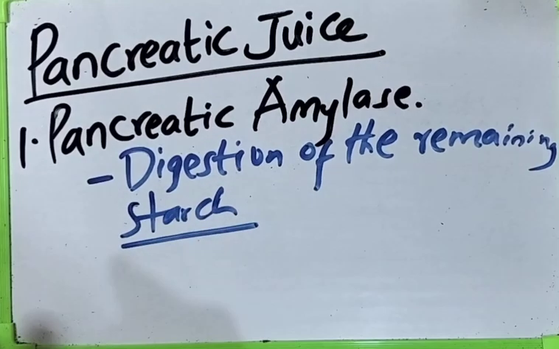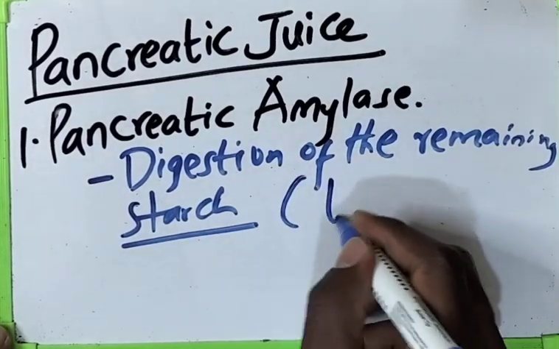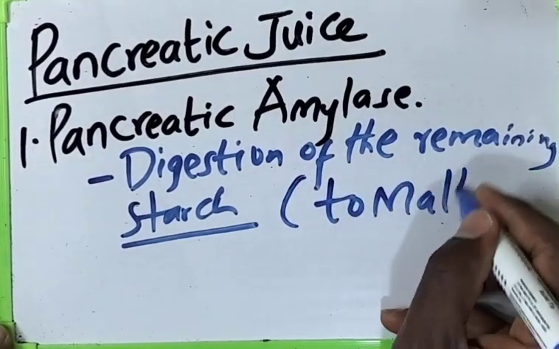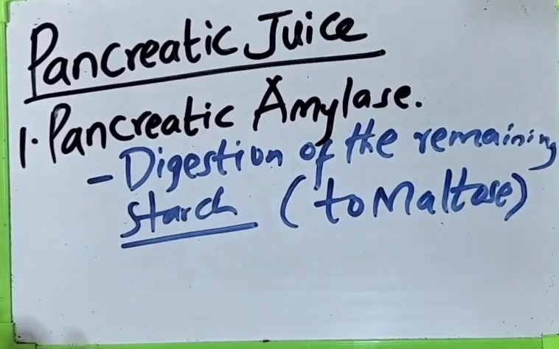Remember, the digestion of starch began in the mouth. And now at the duodenum, if there is some remaining starch, it is going to be digested to what we call maltose. That is for pancreatic amylase.